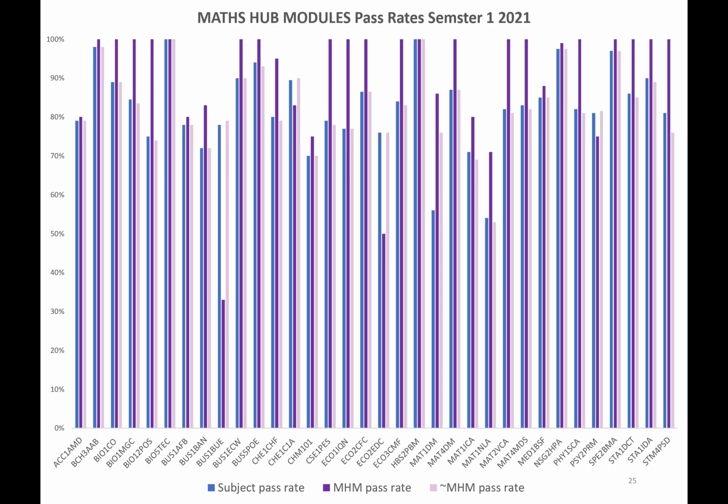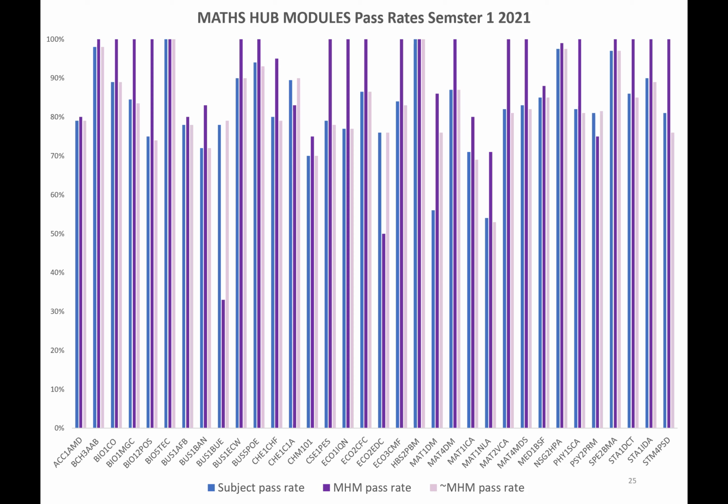Similarly, we also compared the pass rates of those students who engaged in the Maths Hub modules against those who did not, and equally found the trends of higher pass rates for those who engaged for almost all subjects. Here the Maths Hub module pass rates are in purple, the pass rates for the subject in blue, and the not Maths Hub module pass rates in pink.